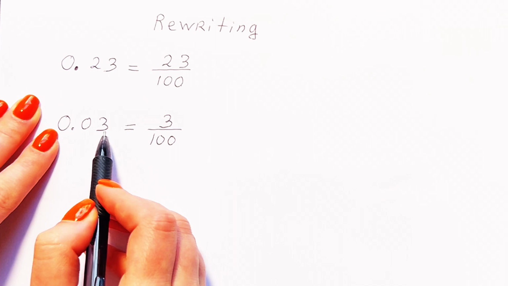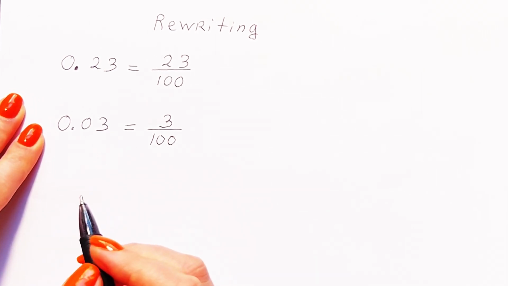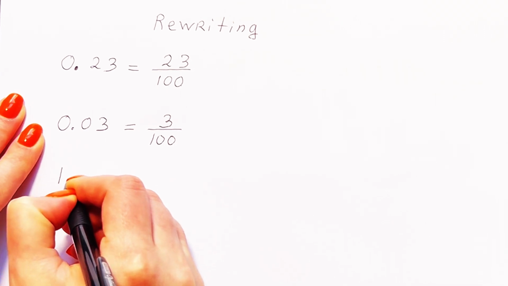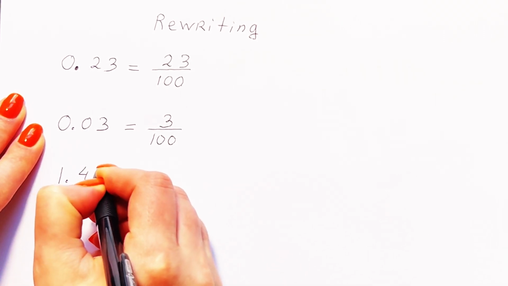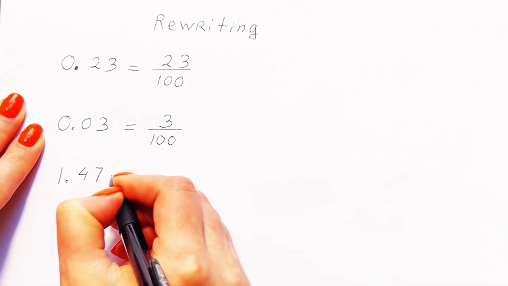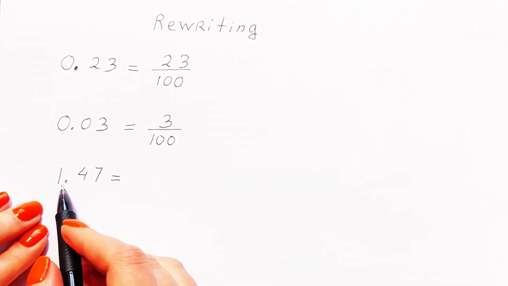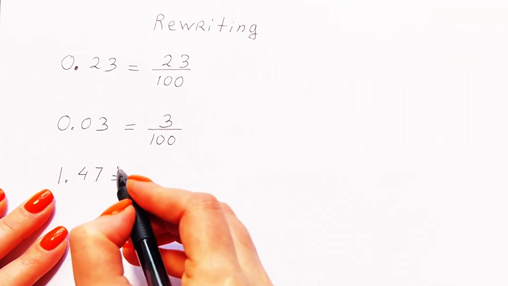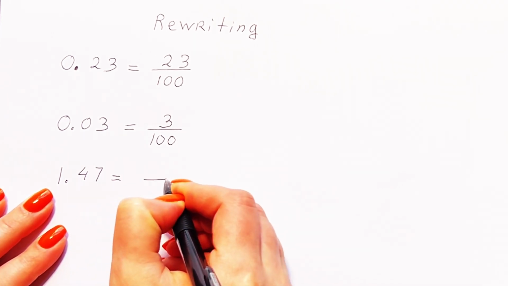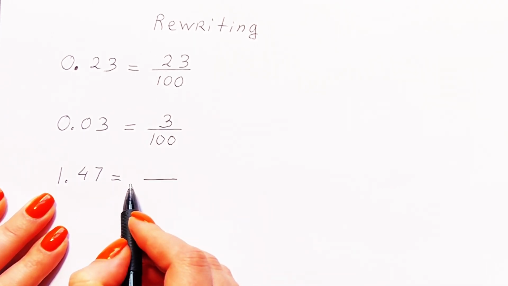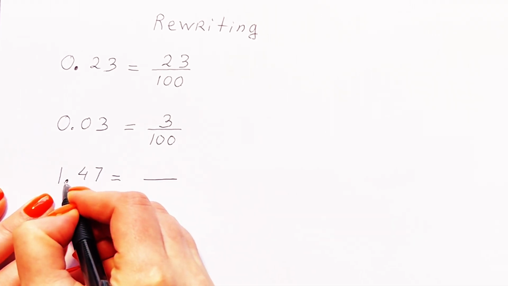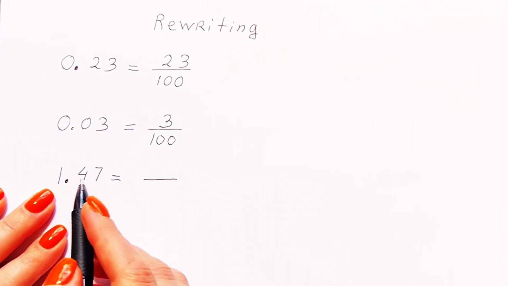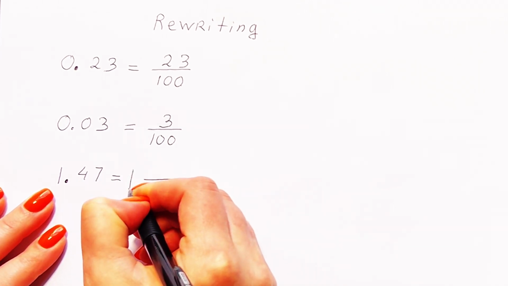0 and 3 hundredths. Let's look at another example. I have 1 and 47 hundredths. In this situation, I have a whole number. It means it's going to be a mixed number. Whole number and a proper fraction. What's going to be our whole number? Before the decimal point, I have 1, which is a whole. It's going to go here.